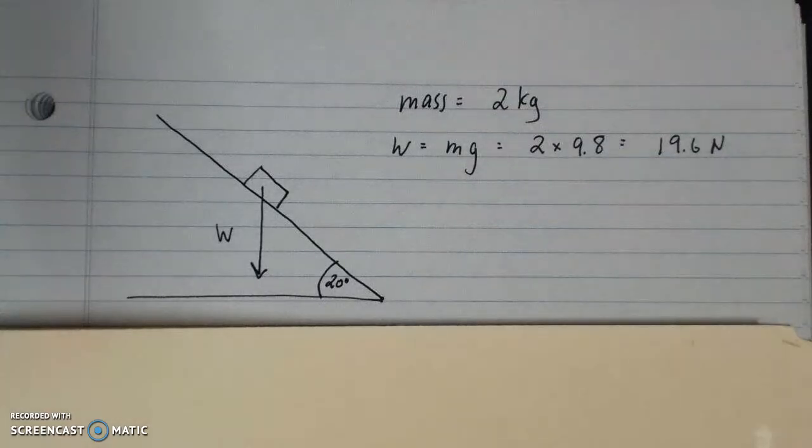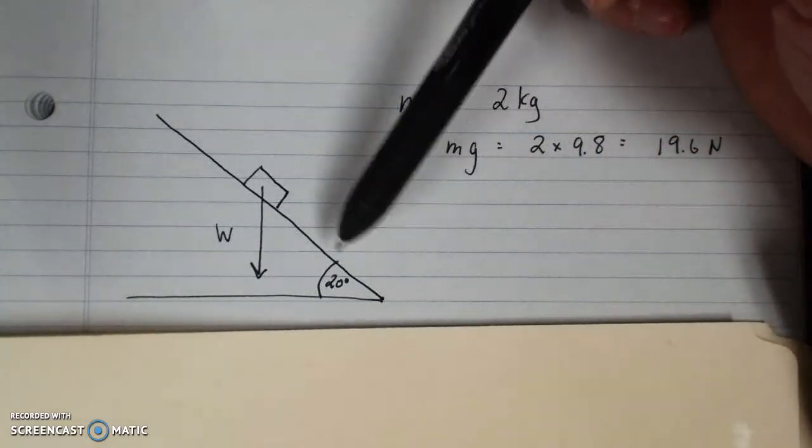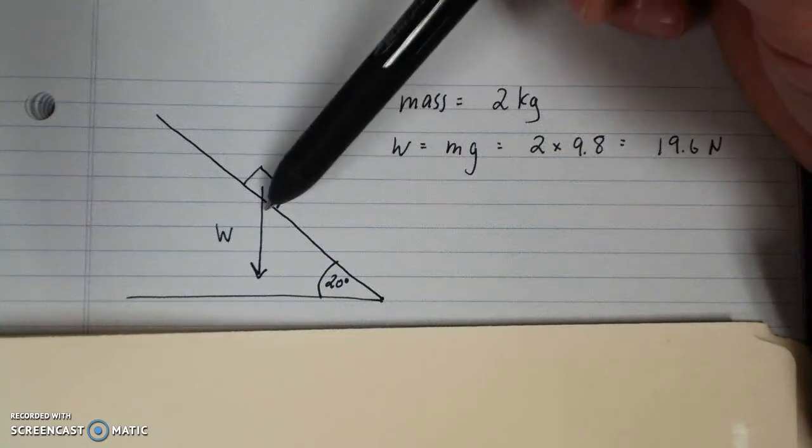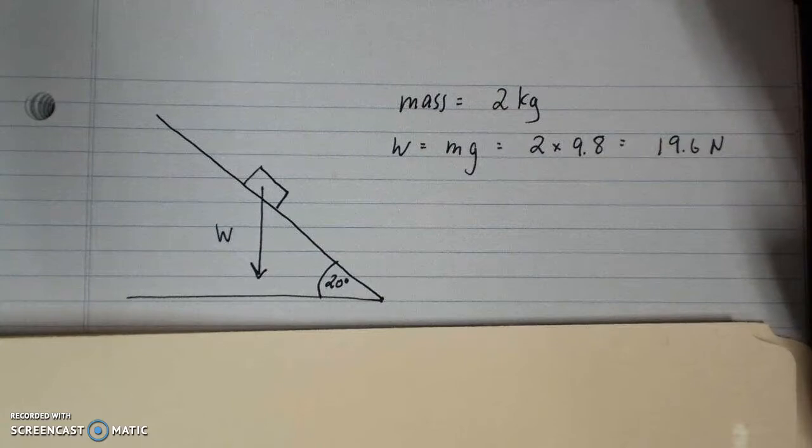Okay, we're going to go through an example of how to resolve a weight force into x and y components for an object that is sitting on a ramp. In this example I have a 20-degree slope angle. So here's my ramp, and the incline angle is 20 degrees. I have a box sitting on the ramp, and I have the weight force drawn coming off of the box going straight down. The first thing we should probably do is figure out what the weight is.